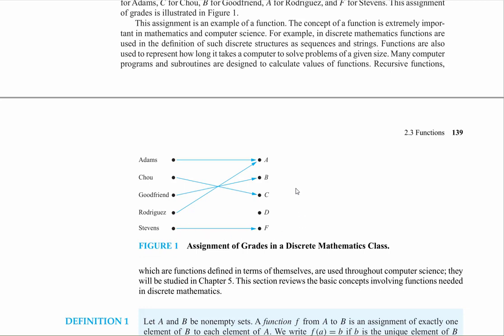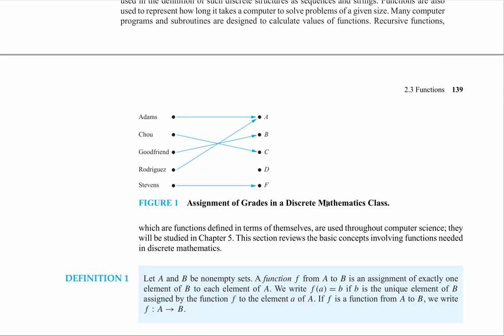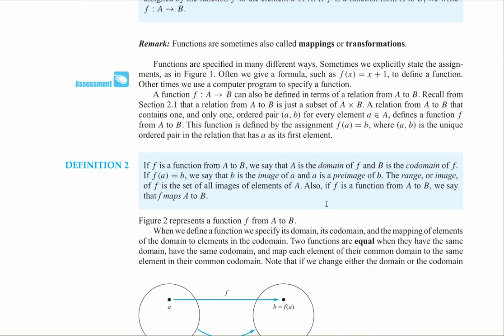Here's a good arrow picture in the book. So this function assigns grades to students in a class. Each student gets a letter grade. In this example, it's not one-to-one, so two students getting an A. And this function is not onto, so D. Nobody got a D here, so this function is not onto either.